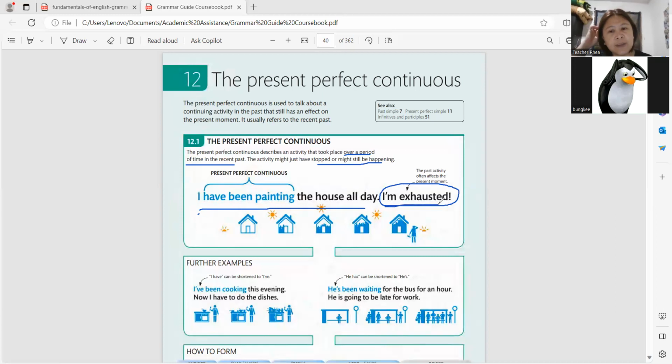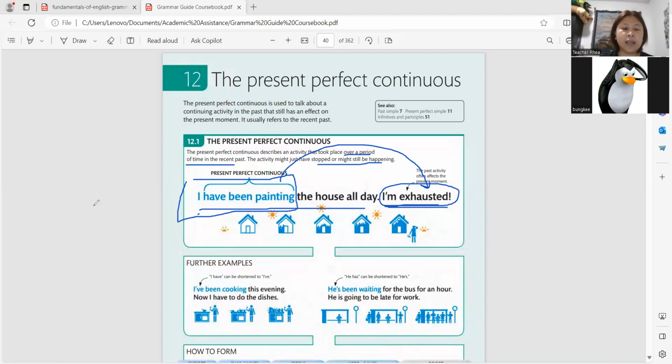So the past activity affects the present moment. So now you are tired. You are exhausted at the moment. So this affected your activity in the present. The activity in your present perfect continuous affects your present time.